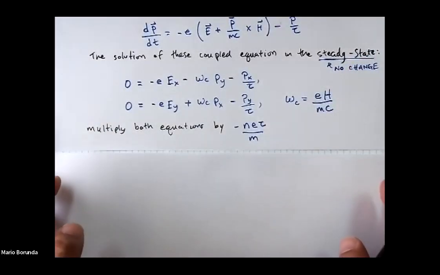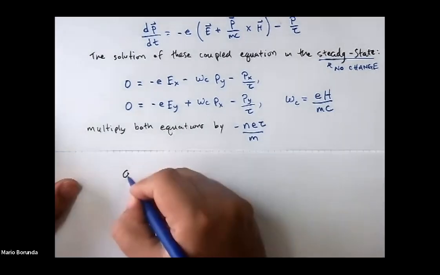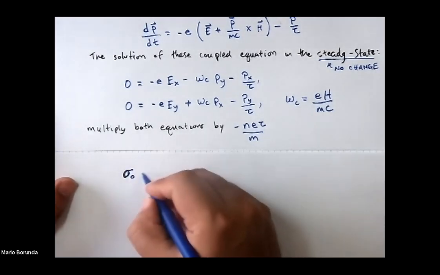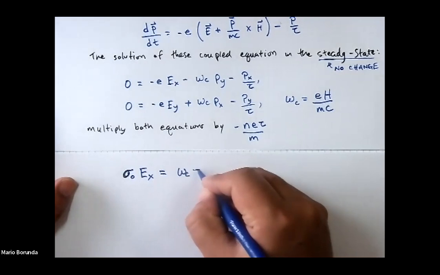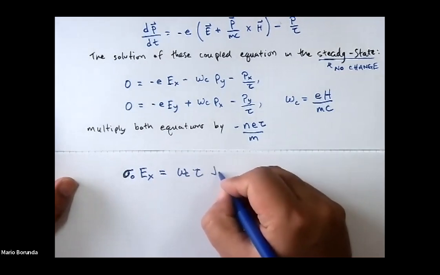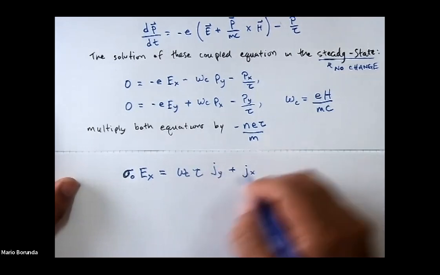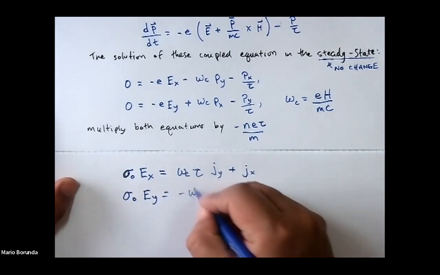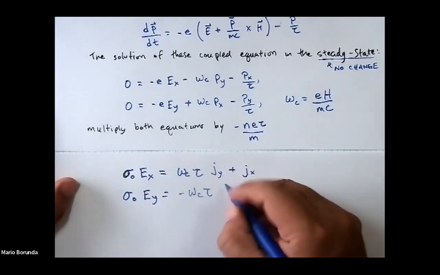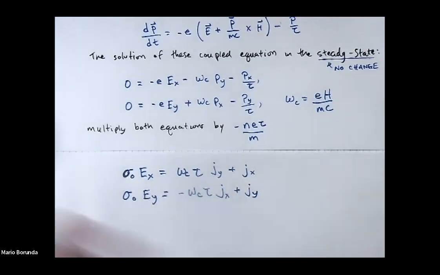And once I did that, I can rewrite it as omega naught Ex is equal to omega c tau, current going in the y direction, plus current going in the x direction, and omega naught Ey is equal to the negative of this omega c tau, current going in the x direction, plus current going in the y direction.